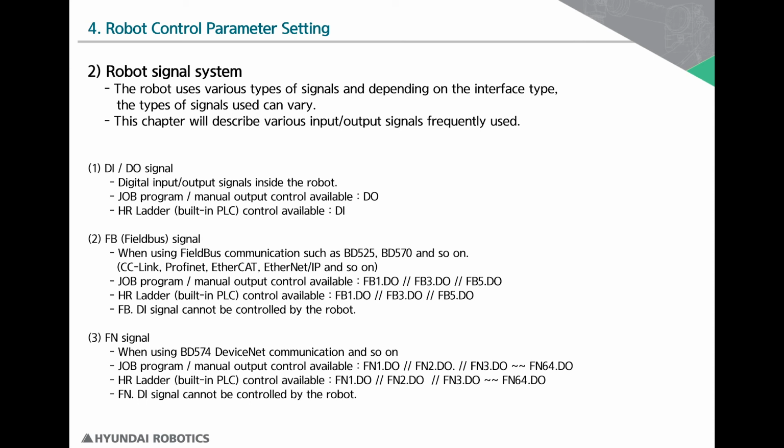The next one is the node signal. If it is connected to the outside through specific communications such as DeviceNet, actual signals are assigned here. Just like the field bus signals, the output signals from the robot are sent to external devices.